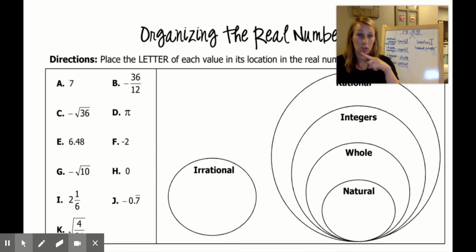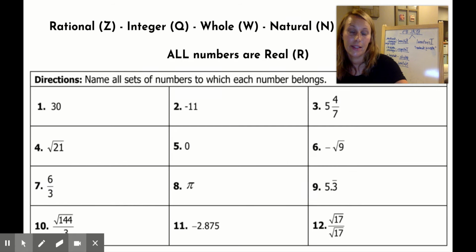Is it an integer? A whole number or its opposite. Think of the number line for integers. And yep, negative 11 falls on that number line, and so therefore it is an integer. And because it's an integer, it's also a rational number. So I would classify negative 11 as Z for integer and Q for rational. It's also a real number, so you could put R if you want to. But all of these are real numbers, so I'm going to leave that up to you.